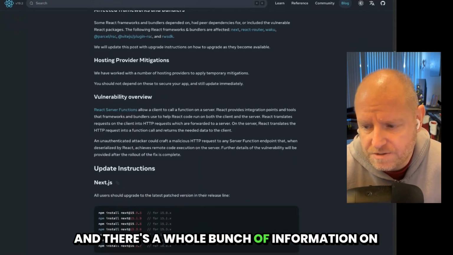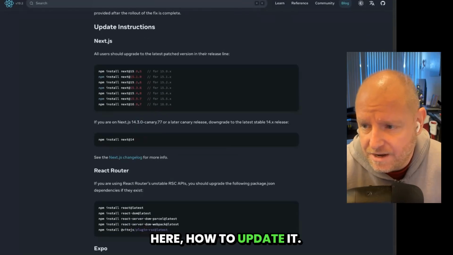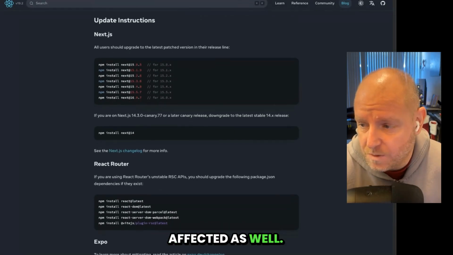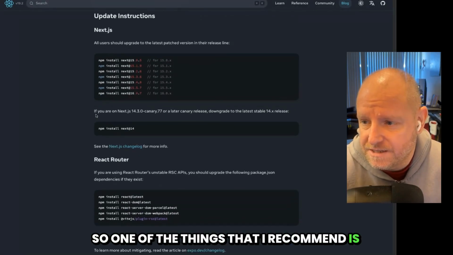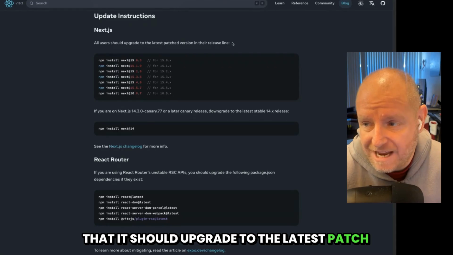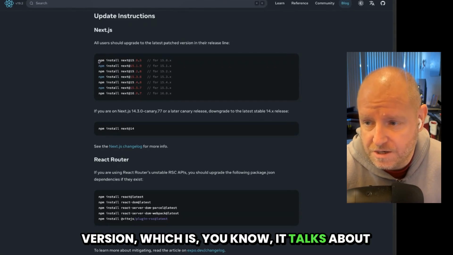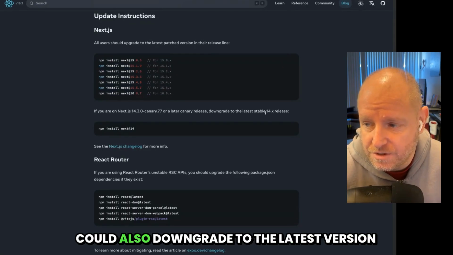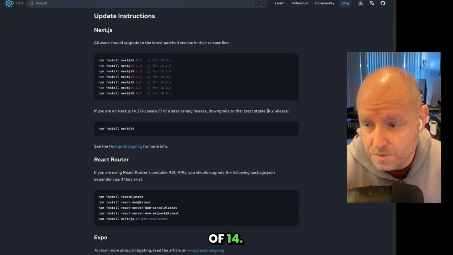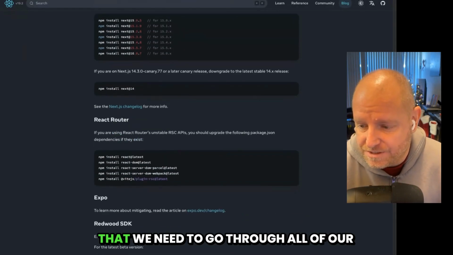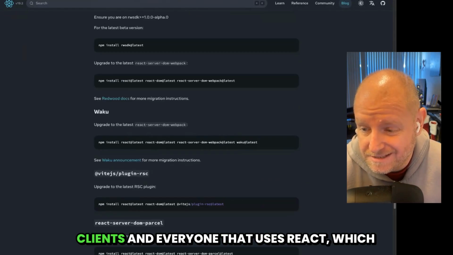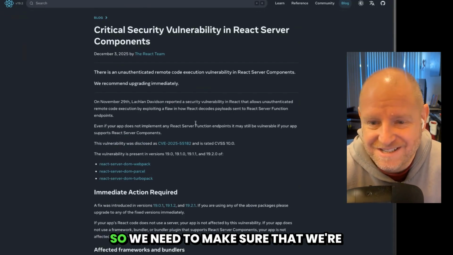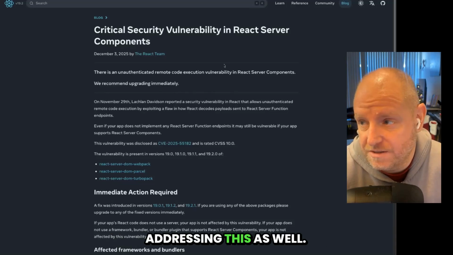There's a whole bunch of information on here about how to update, and it also talks about which Next versions are affected. One of the things they recommend is upgrading to the latest patch version, and it explains how to upgrade here. If you're on different versions, you could also downgrade to the latest version of 14. Like I said, we need to go through all of our clients and everyone that uses React, which is all of them, including our own products, and make sure we're addressing this.